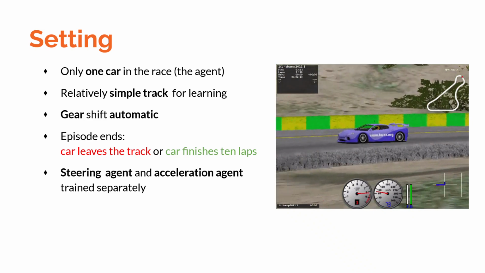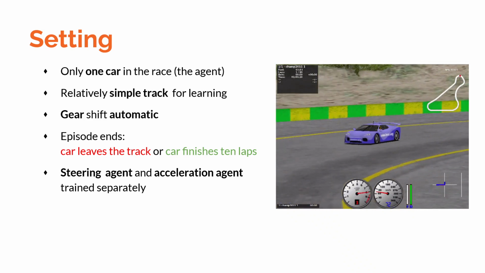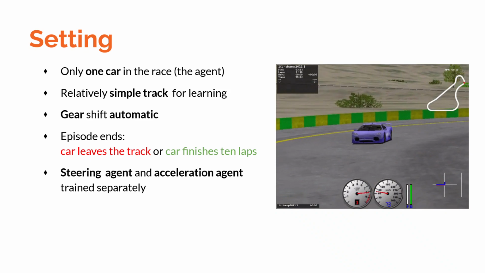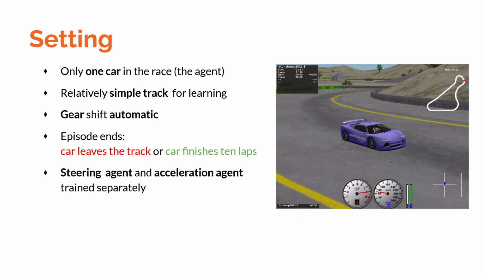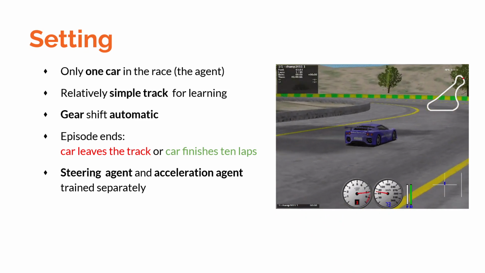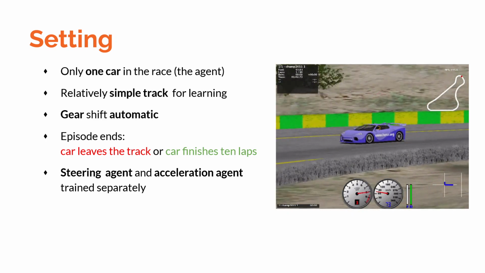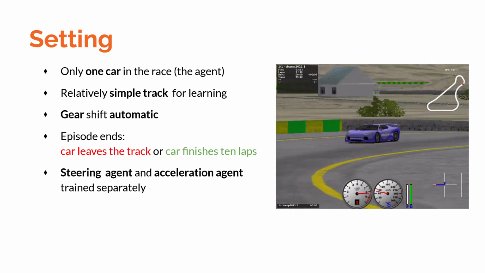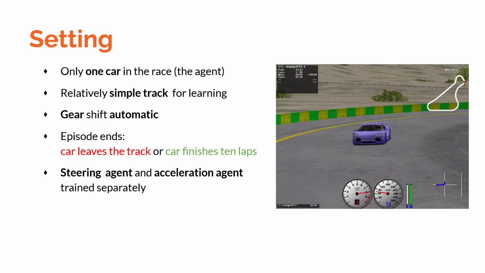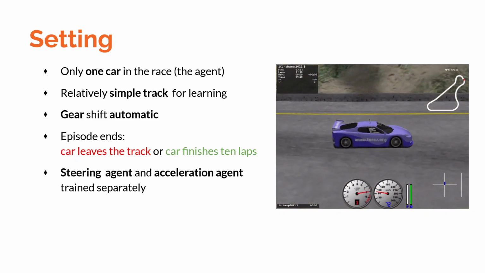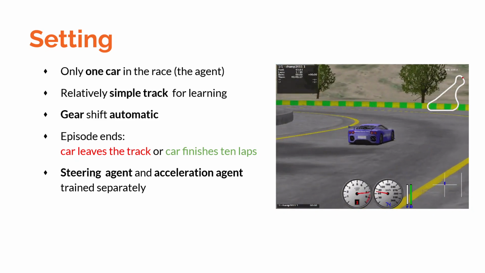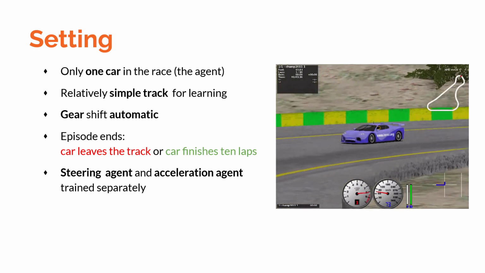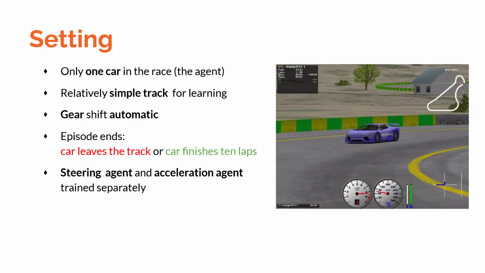A relatively simple track for learning. You can see it in the top right of the video. The gear shift will be automatic, so our agent will not care about when to shift between the gears. The episode ends when the car leaves the track or when it finishes 10 laps, and we will train steering and acceleration agents separately, one after the other.